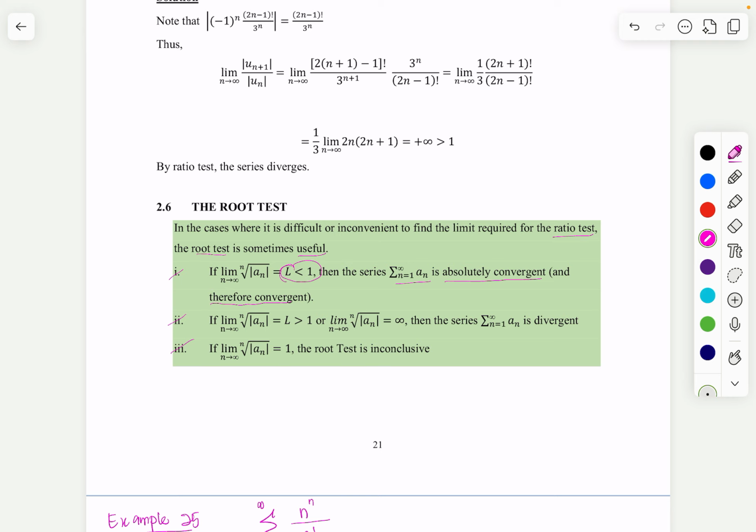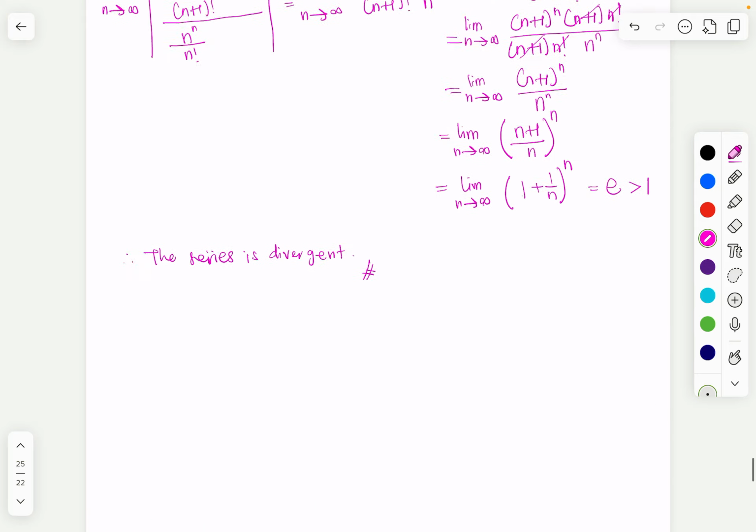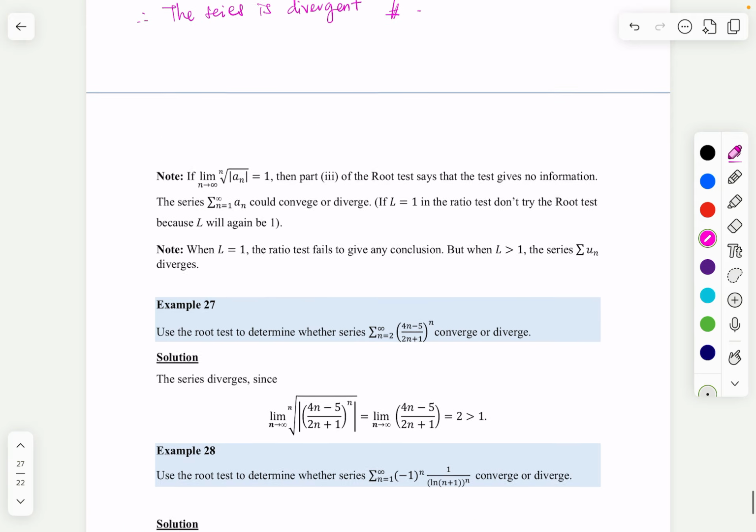If the limit of the nth root of the absolute value of a_n is L greater than 1, or you get infinity, then the series is divergent. But if the limit equals 1, then the root test is inconclusive. You cannot make any deductions or conclusion. This is the root test. We have the conditions, so now we try to do the examples.